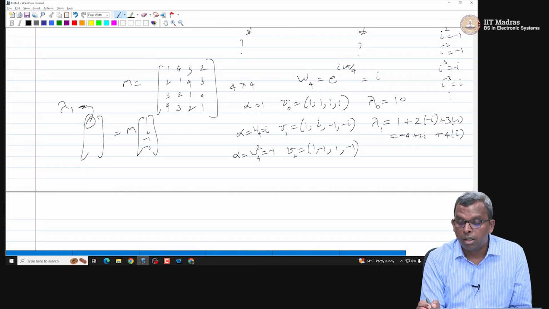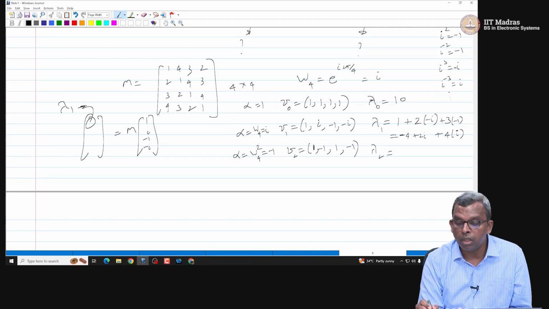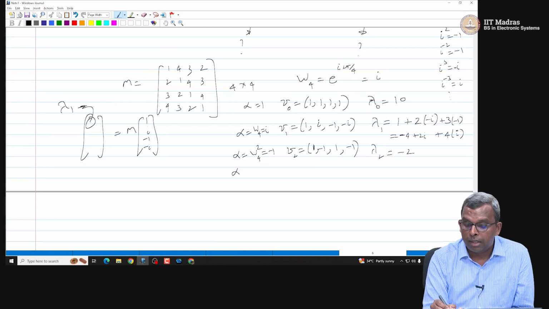So 1, minus 1, 1, minus 1, you multiply by V2 and just pick up the first k, because it always starts with a 1. So that gives you that. You can go back and put in the formula also, but you will get the same answer. So minus 3 plus 3 goes off, so you will get minus 2. And the last, alpha W4 power 3, which is minus i.